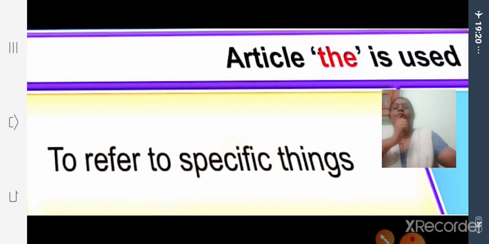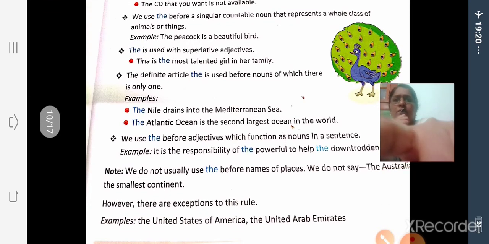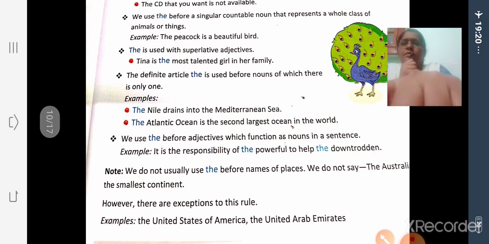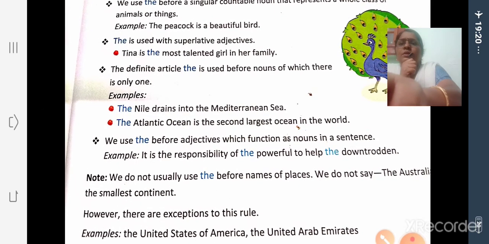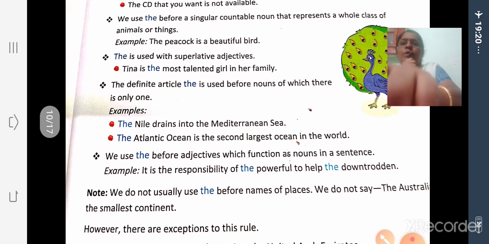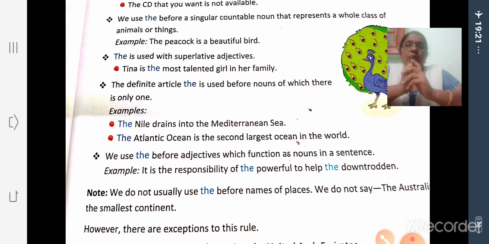Okay, now where can we use this the? You have studied it in your lower classes. We use the before a singular countable noun that represents a whole class of animals. If a singular countable noun represents a whole class, we can use the. The peacock is a beautiful bird. Here peacock represents all peacocks, isn't it?